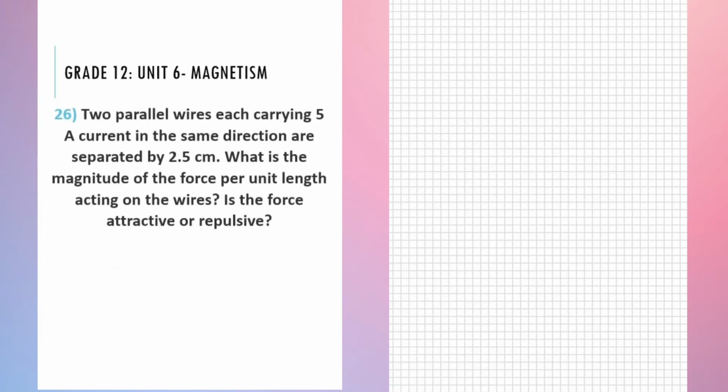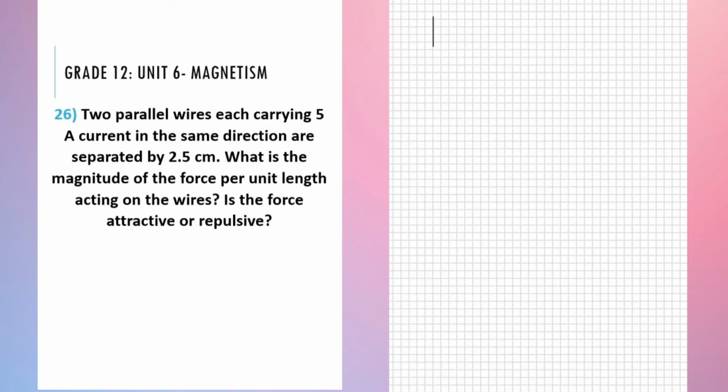Okay, moving on to the next question of magnetism. Question number 26 states that two parallel wires, each carrying 5 ampere current in the same direction, are separated by 2.5 centimeters. What is the magnitude of the force per unit length acting on the wires? Is the force attractive or is it repulsive? So again, we are talking about the relationship between electricity and magnetism. It's strange to think that wires carrying current can act in an attractive or repulsive way, as if they are magnets.